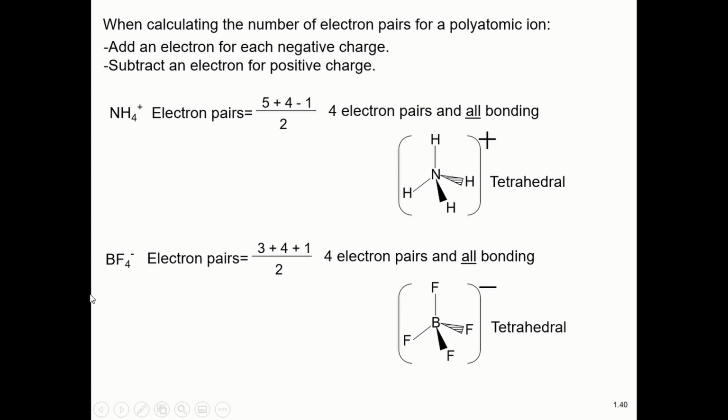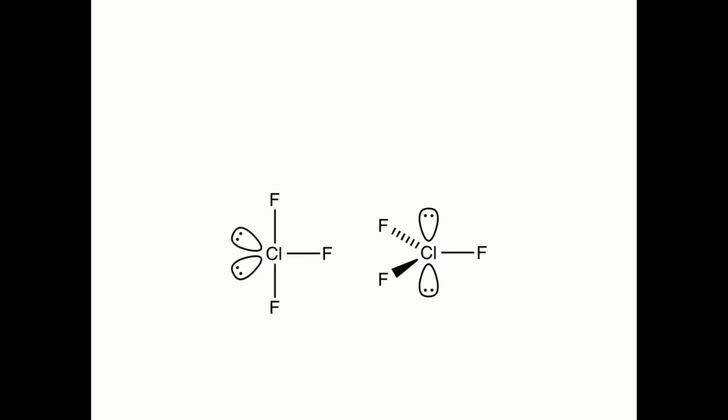If we have a negative charge here, so boron tetrafluoride, boron had 3 electrons in its outer shell. There are 4 fluorines. Add 1 for a negative charge, that makes 8 divided by 2. 4 electron pairs, all are bonding. This is tetrahedral again, negative charge. Okay, so you add an electron if you have a negative charge, you subtract 1 if you have a positive charge. Just something to remember.